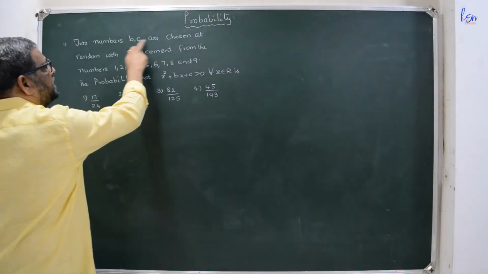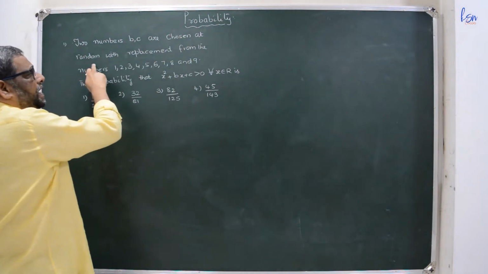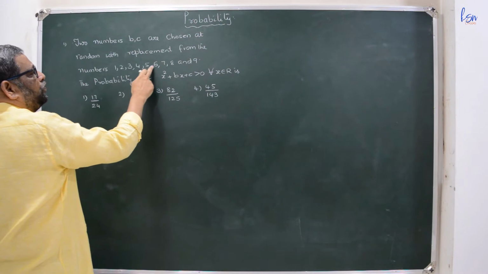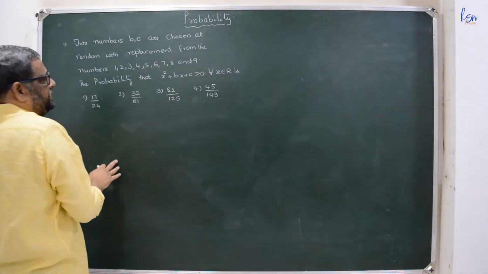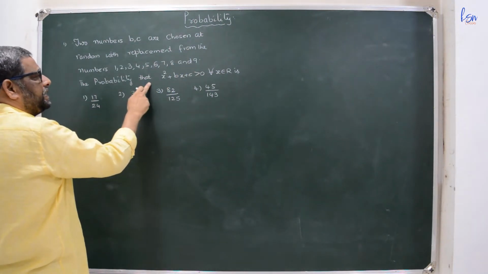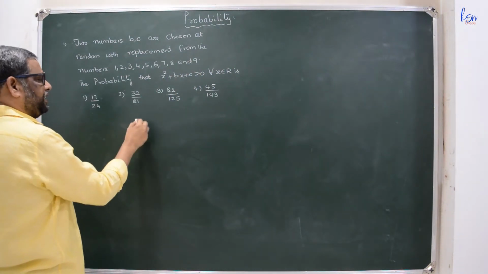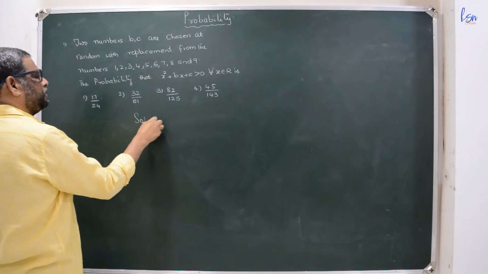Two numbers b, c are chosen at random with replacement from the numbers 1, 2, 3, 4, 5, 6, 7, 8 and 9. Find the probability that x square plus bx plus c is greater than 0 for all x belonging to R. We will discuss the solution.